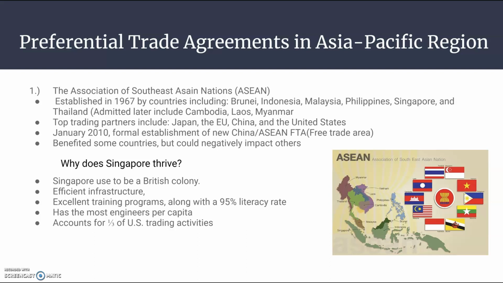But in this case, why does Singapore thrive in this trade agreement? It's because Singapore used to be a British colony, so they have ties to the West, and because of this, they have efficient infrastructure. They have excellent training programs along with a 95% literacy rate. And because of this, they have the most engineers per capita, which makes it a very smart country. Singapore also accounts for 1/3 of U.S. trading activities, so they get a lot of income and generate a lot of economic growth through partnering with big countries such as the United States.